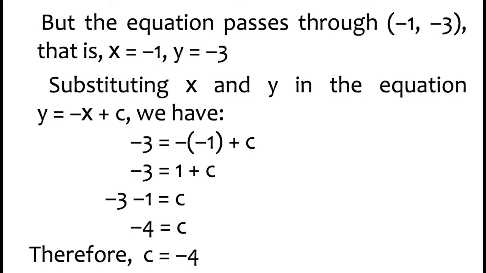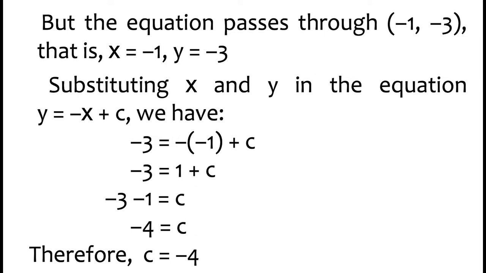It passes through (-1, -3), which implies that x is -1, while y is -3. Substituting, we'll have -3 equals -1 times -1 plus c. So our equation becomes -3 equals 1, because minus times minus is plus 1. So we have 1 plus c.